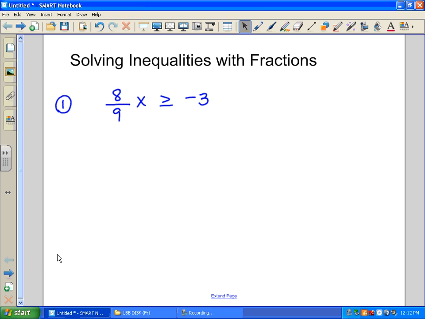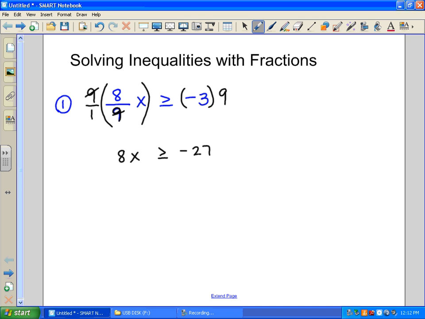Now if you remember, just with the equations, if we have fractions in a problem, we want to find a common denominator to multiply every term in this inequality by so that we can get rid of our fractions in the problem. So because my only denominator is the 9, then I'm going to use that as my common denominator, multiply each term in the inequality by 9. So what will happen here, remember this is just like multiplying by 9 over 1, those 9's will divide out, and I'm left with 8x is greater than or equal to -27.